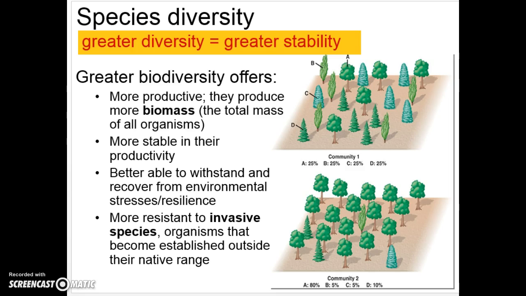And also, the community will be better able to withstand and recover from any sort of environmental stress. So that means that it will be more resilient. And that resilience includes being more resistant to invasive species. If you have a lot of variety of species already, then an invasive species will not be able to get quite the same stranglehold. Perhaps there will be something that outcompetes it instead of the other way around.